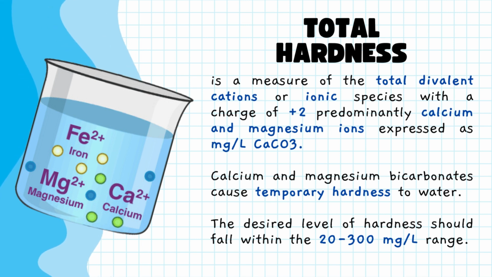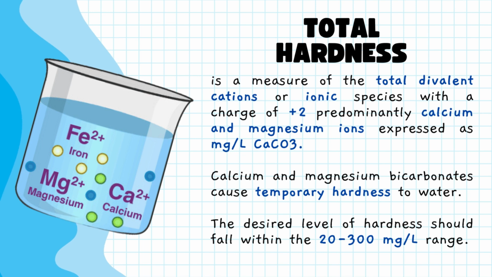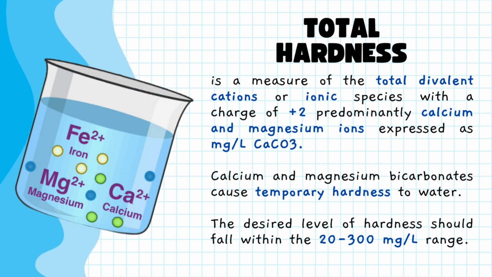There are types of hardness in water. First, we have temporary hardness. It is caused by calcium and magnesium bicarbonates. This can be removed by boiling the water, which converts bicarbonates into insoluble carbonates, leading to precipitation. Permanent hardness, on the other hand, is caused by calcium sulfate and other inorganic salts. This type cannot be removed by boiling and requires chemical treatment. For the recommended range, we have 20 to 300 mg per L of calcium carbonate.